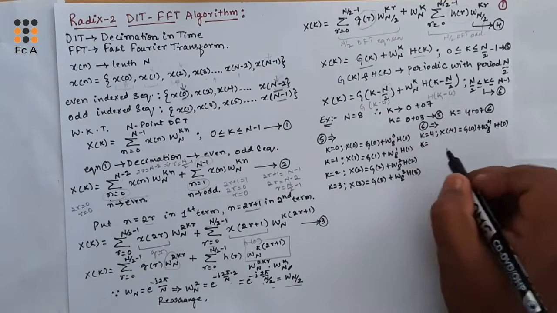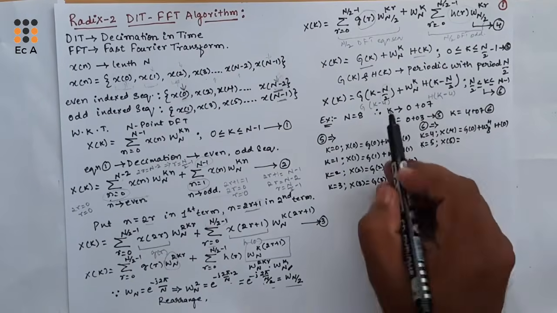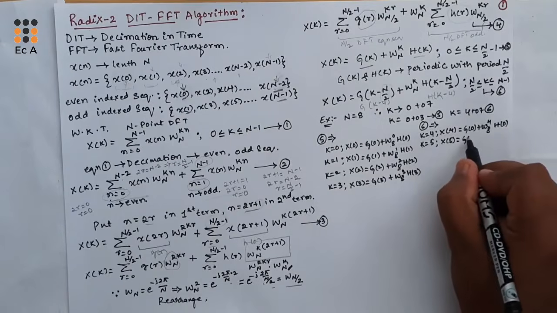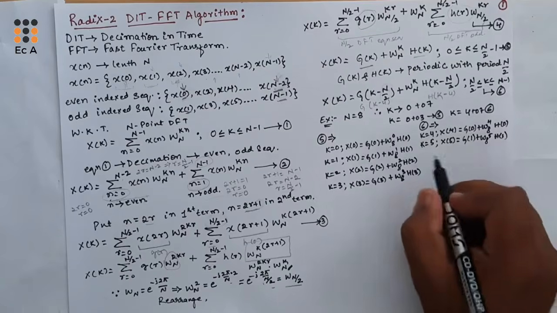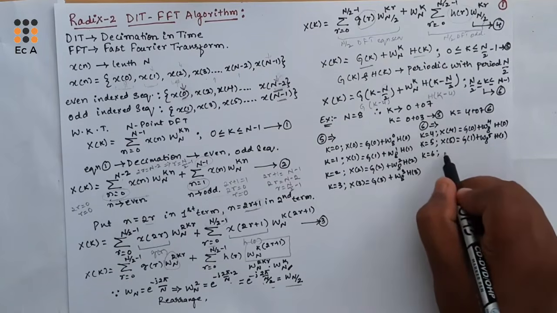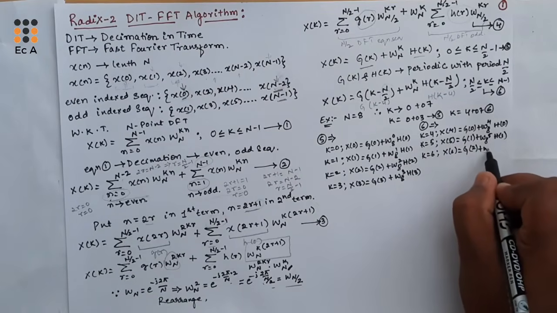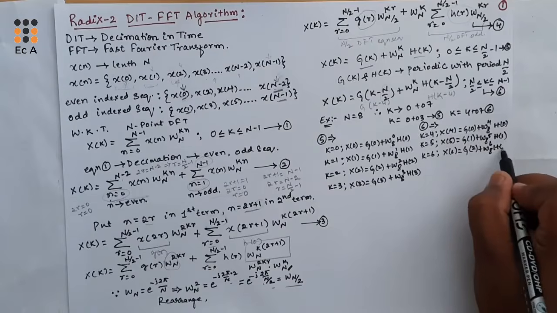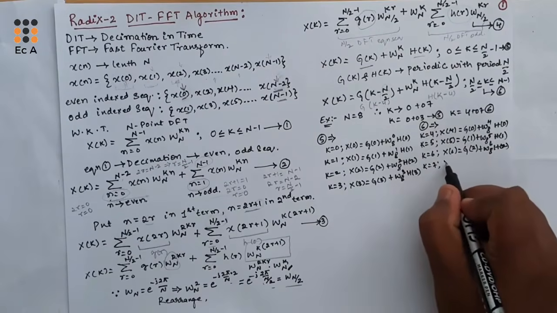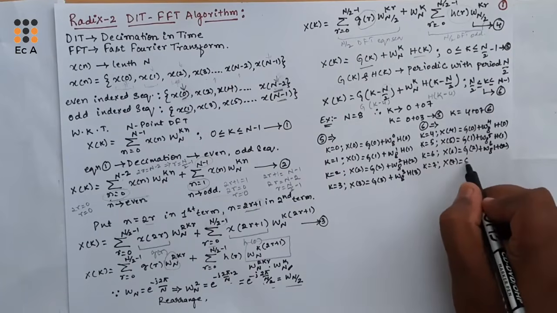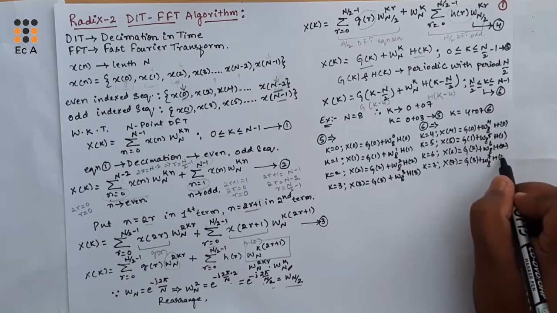If you put k is equal to 5, then x of 5 will be equal to g of 1 plus w8 to the power of 5 h of 1. If you put k is equal to 6, x of 6 will be equal to g of 2 plus w8 to the power of 6 h of 2. If you put k is equal to 7, x of 7 will be equal to g of 3 plus w8 to the power of 7 h of 3.